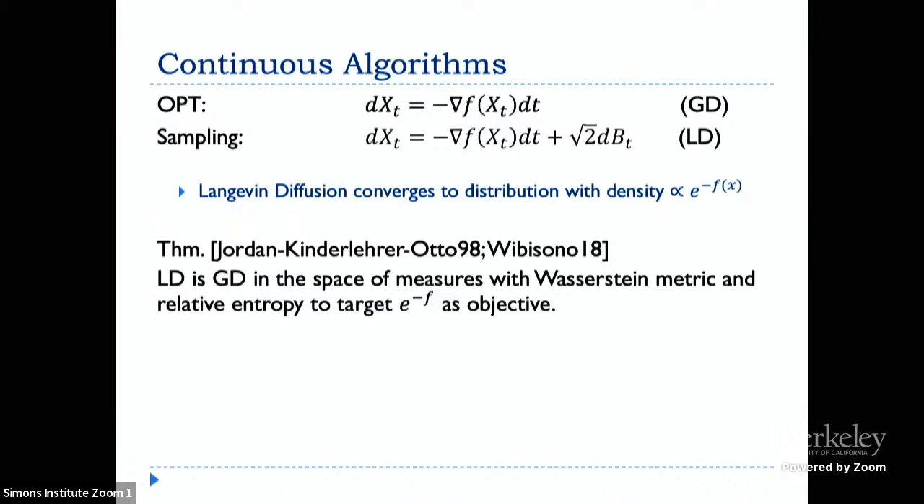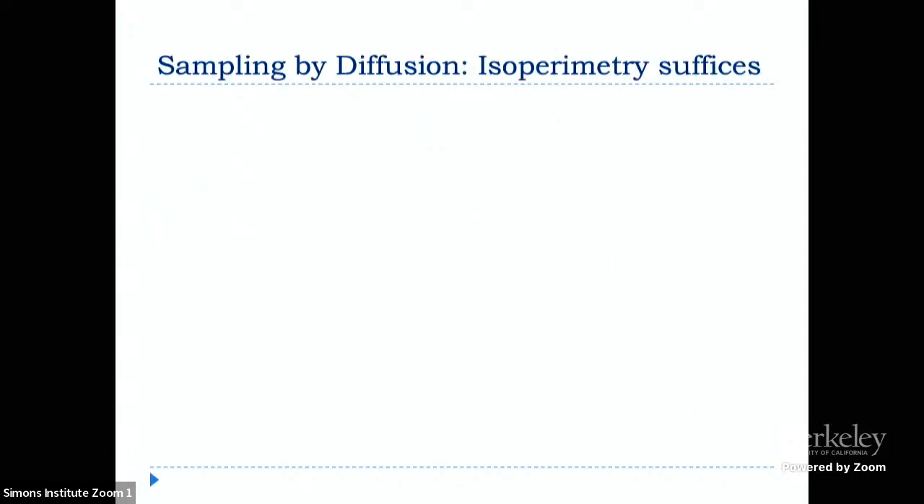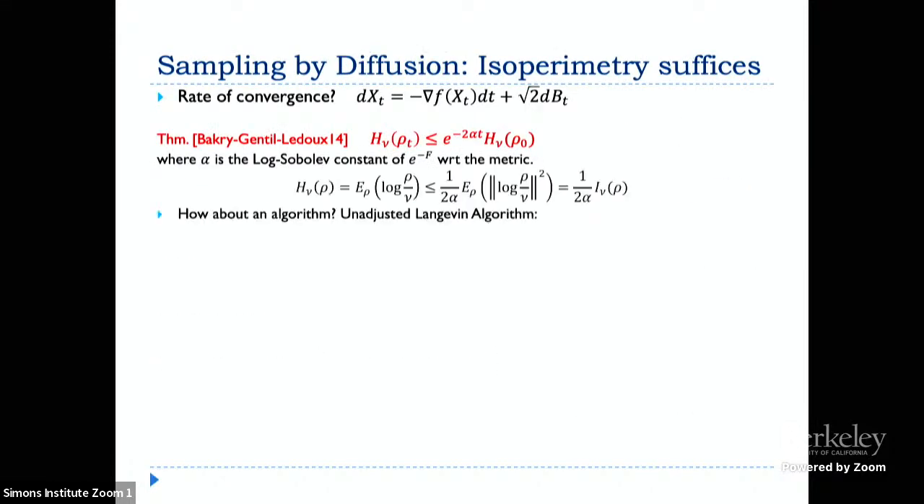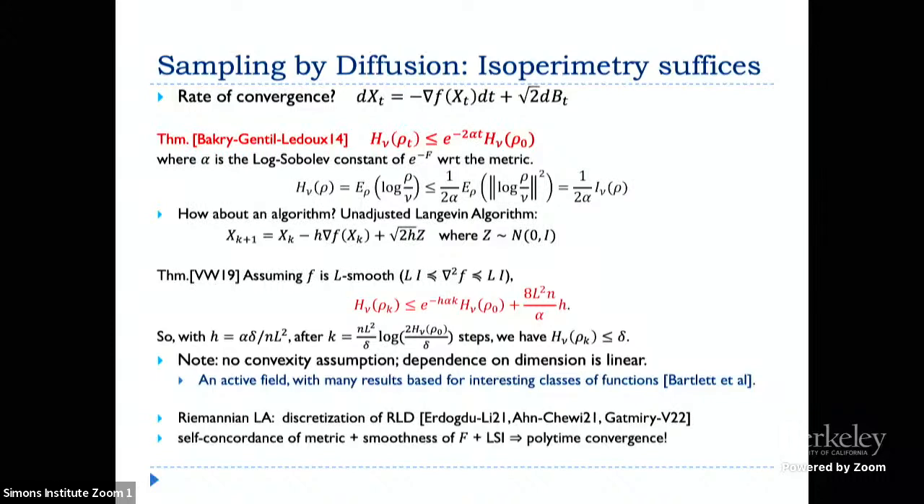So I'm going to talk about purely continuous methods. The first is gradient descent. The second is Langevin diffusion. But you're in the space of measures, so each point is a measure, and your objective is relative entropy. How about using local geometry? You can use Riemannian Langevin diffusion, and you get a similar process. I will skip this. It's a very active field. Many results here. There was a Simons semester last year.